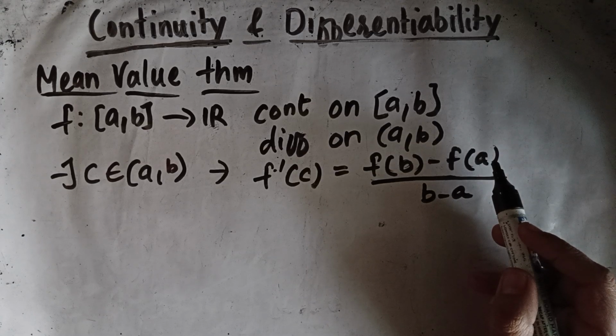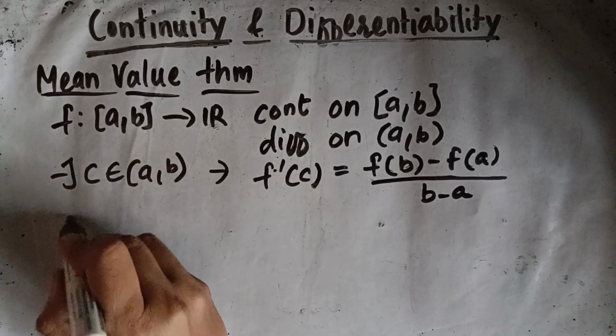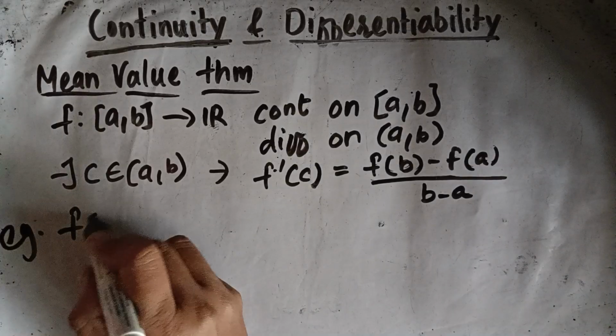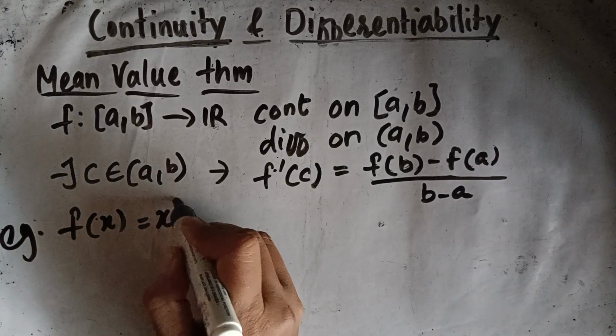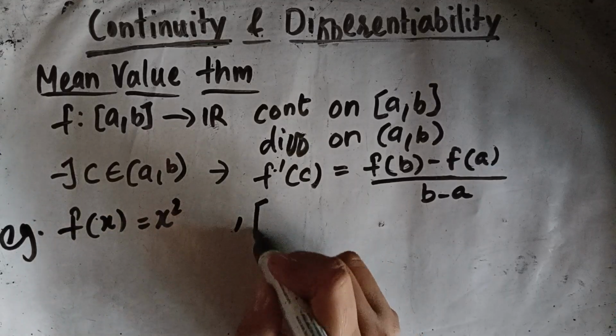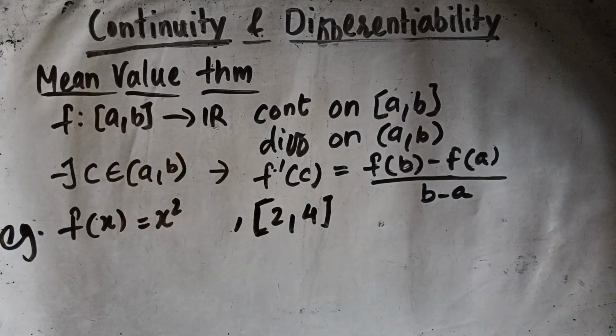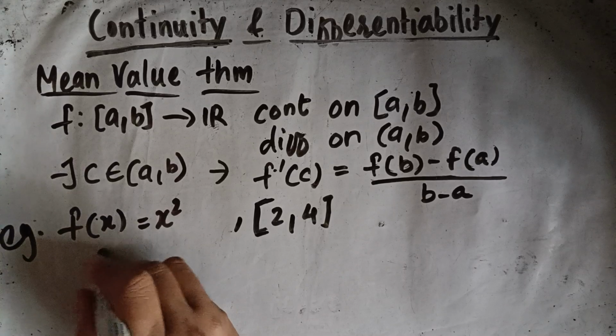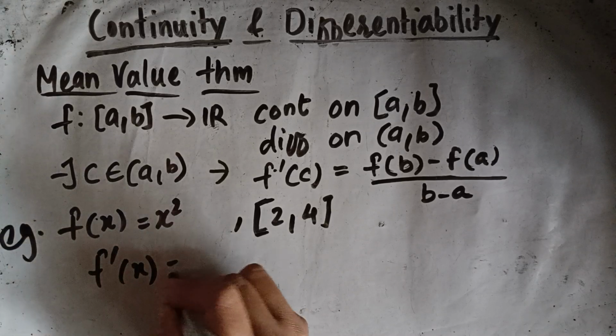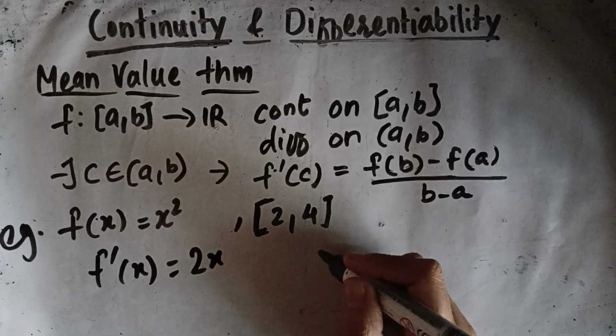So if you take a function, say for example f of x equal to x square, and the interval is given as 2, 4. So this is continuous in [2, 4] and differentiable in (2, 4) because its derivative is f dash of x is 2x.